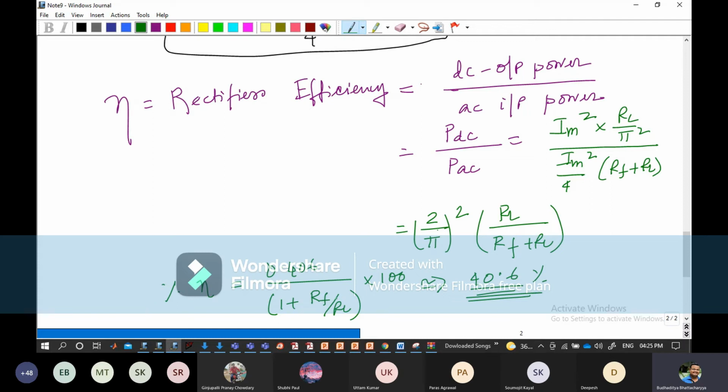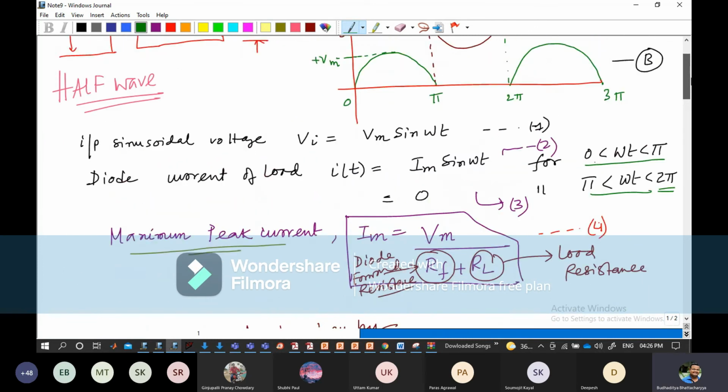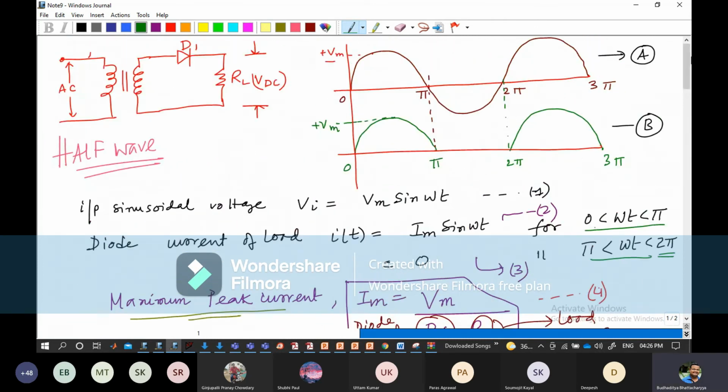Why? Because RL is sufficiently greater than RF, as I said. So this parameter that you are looking at, RF by RL, is a very negligible parameter, because RF is very small and RL is very high. So that is why we can write approximately that 40.6% is the amount of rectification efficiency that we are observing. Any doubt, anyone over here? Please tell me. We started off from here and we ended up finding out why we are getting 40.6% of power efficiency or rectification efficiency.